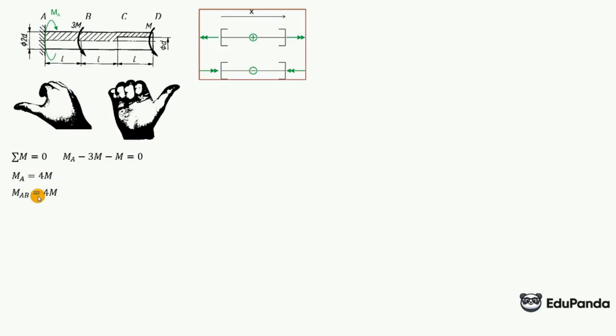So the moment in segment AB, making a mental cross-section, is only this moment MA. The moment in segment BC is already this positive moment MA minus 3M, because 3M is directed towards the cross-section. And the moment in segment CD is the same as the moment in segment BC. And we have a new segment because the cross-section changes.